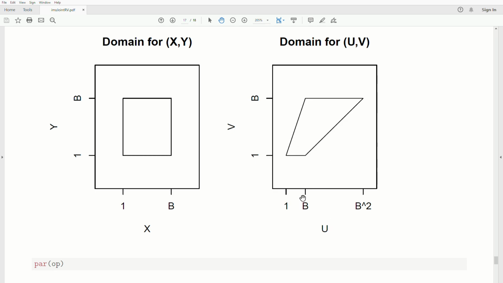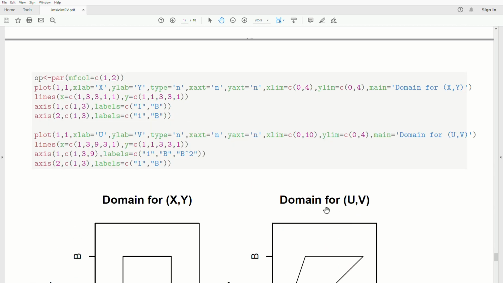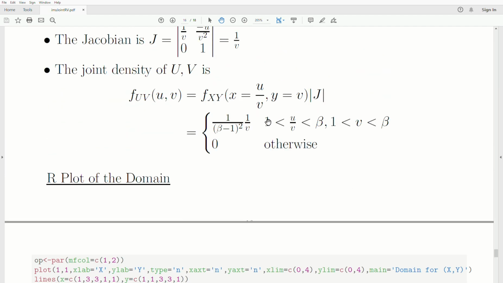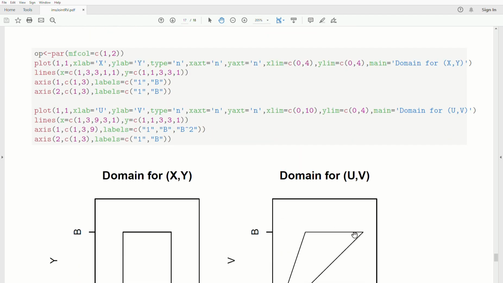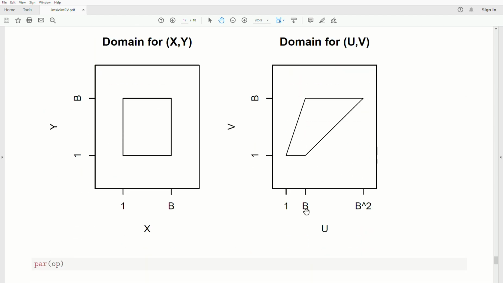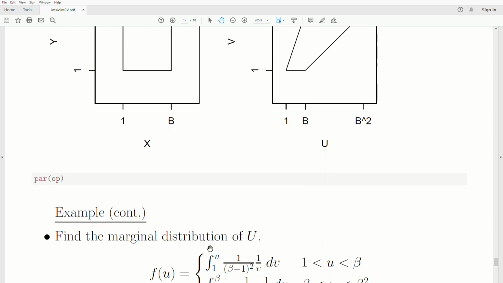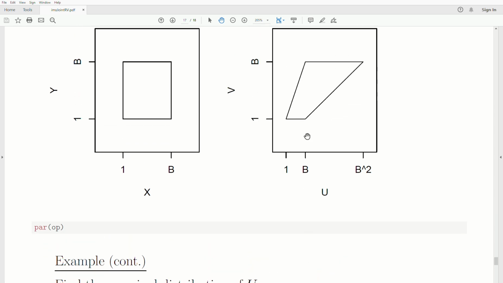And this is it. And so this restriction here, u over v is between 1 and beta, and v is between 1 and beta, is exactly this. Now, to find a marginal density, so that's actually the next example, find the marginal distribution of u. That means we have to integrate out v.